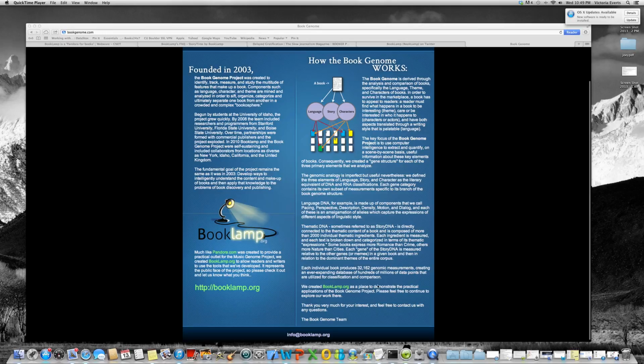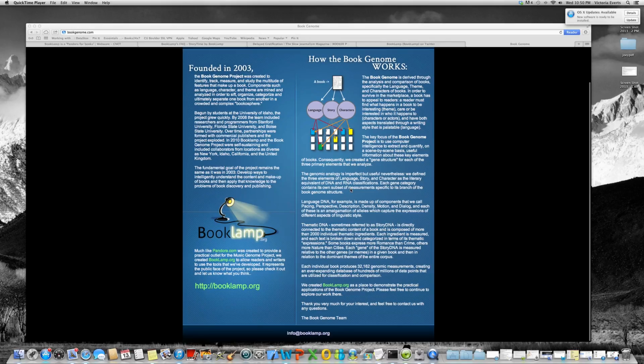in their data points for each book, there's 32,162 genomic measurements for any one book. So all these sort of characteristics that they need to record, and those measurements are spread around three larger umbrellas of language, story, and character. And then within those separate categories, it becomes more diversified.